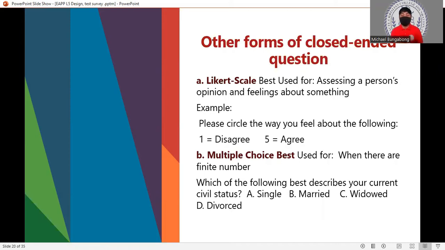Yan, yung likeness mo sa isang tao. And we are actually measuring it in a certain degree. Okay, your satisfaction with this. So it also leads to the Likert scale.